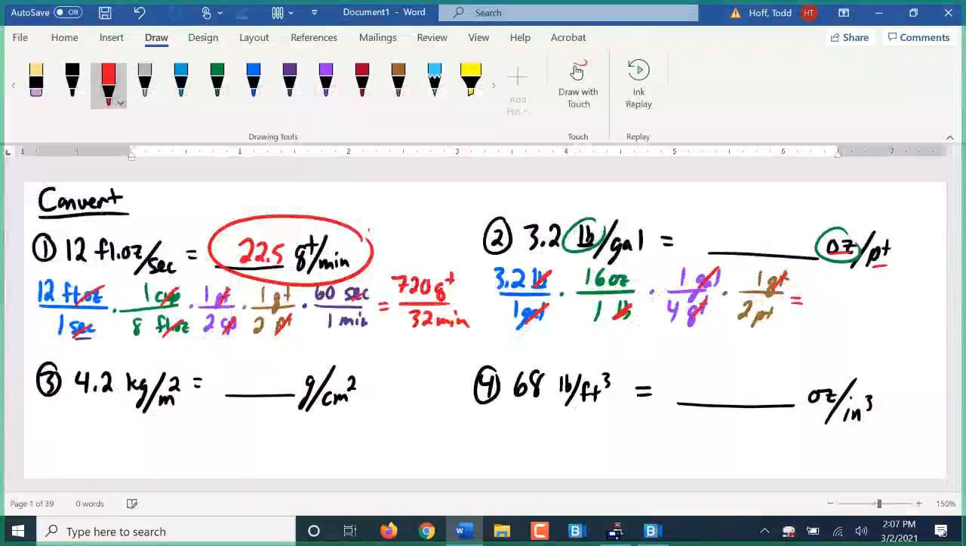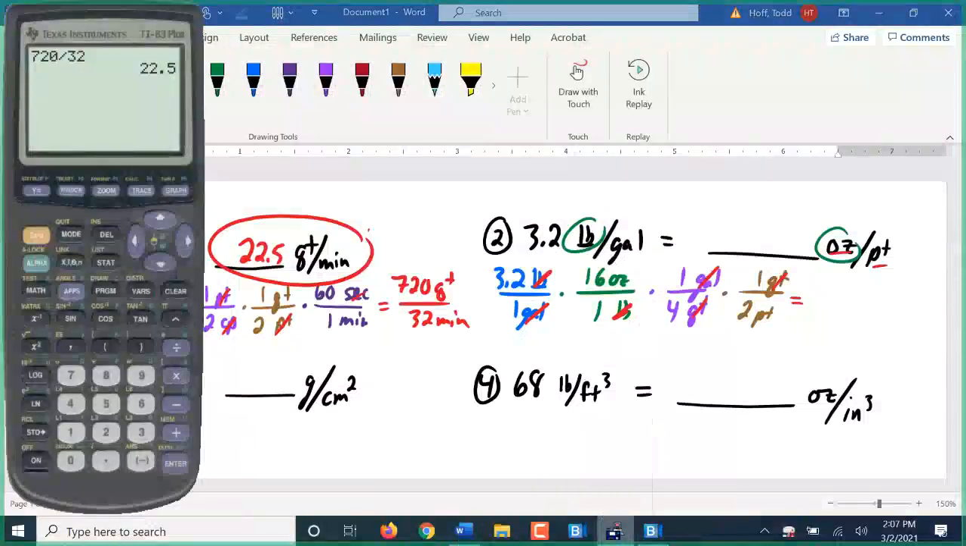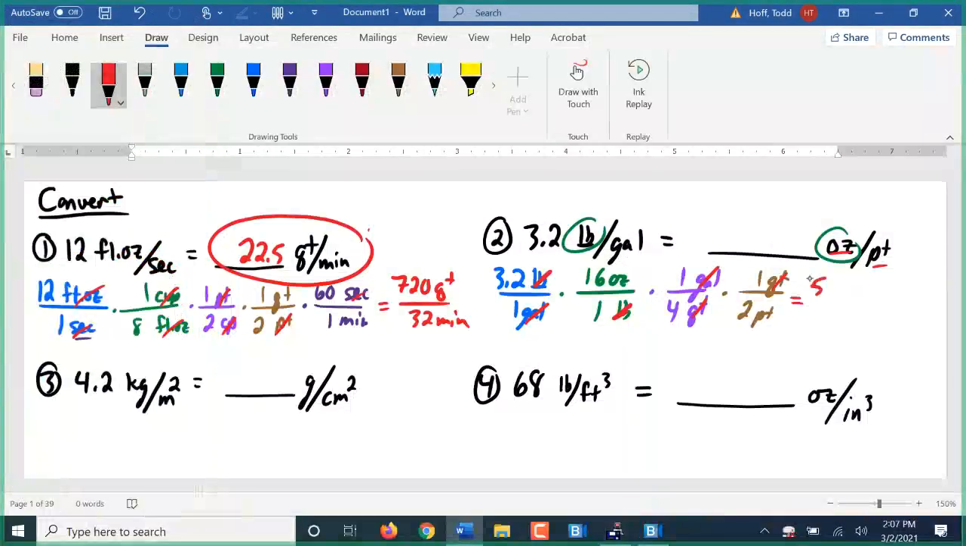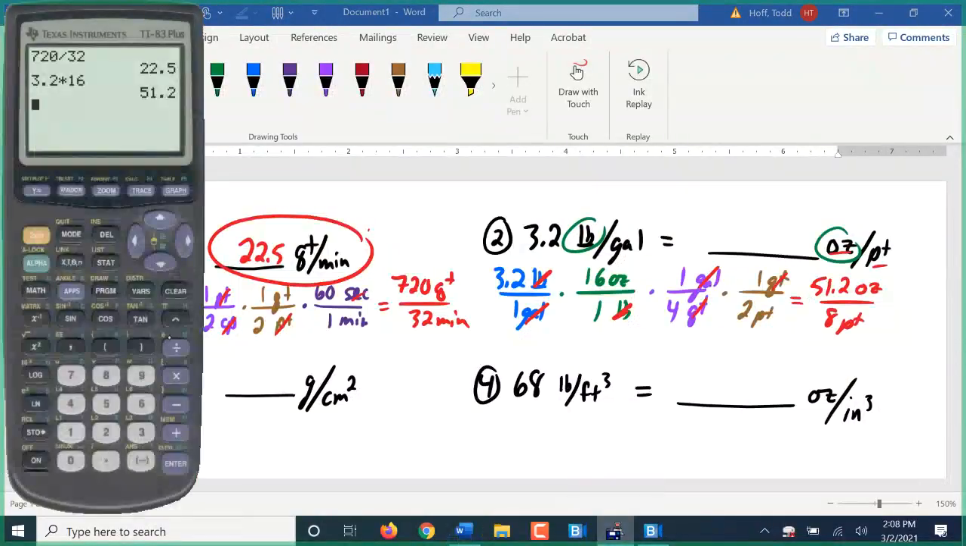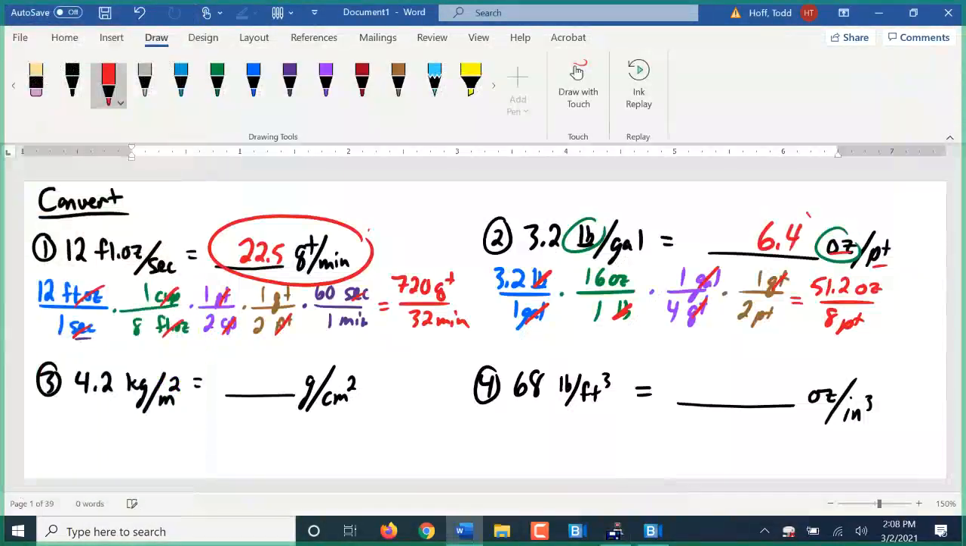So on top we have 3.2 times 16. What is it? I believe 51.6, but I'm going to double check that. 51.2, sorry. That's 51.2 ounces on top. And on bottom, 1 times 1 times 4 times 2 pints is 8 pints. We divide that out. 51.2 divided by 8 is going to give us 6.4 ounces per pint.